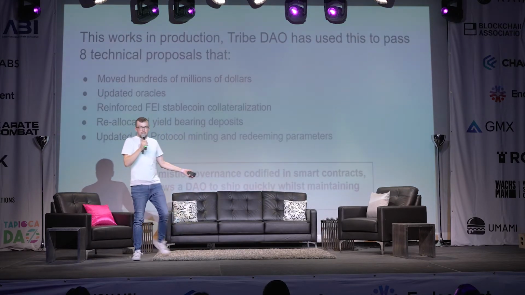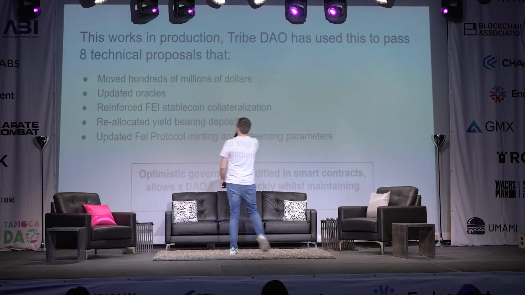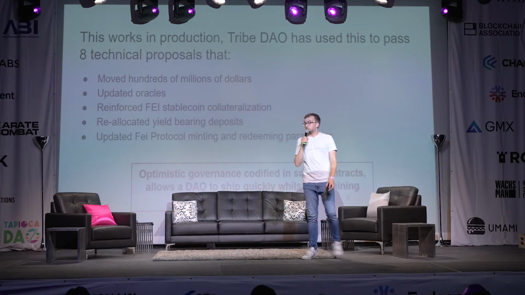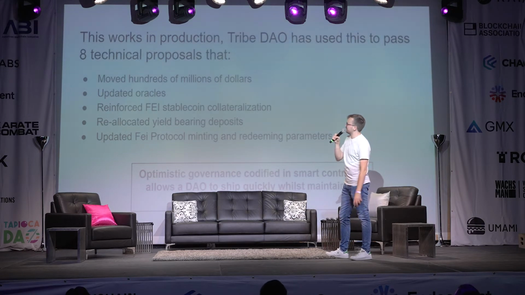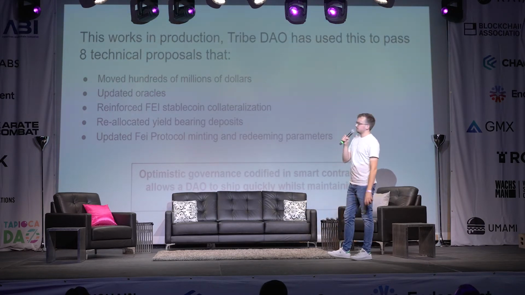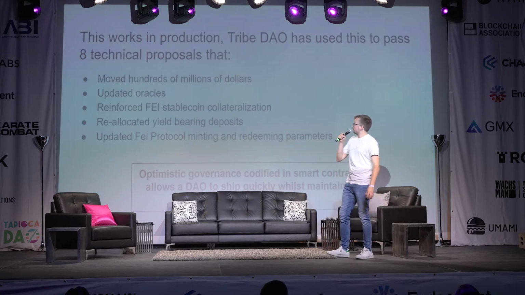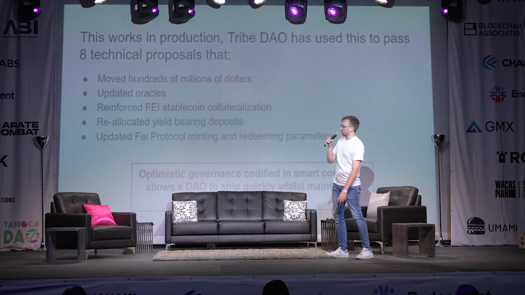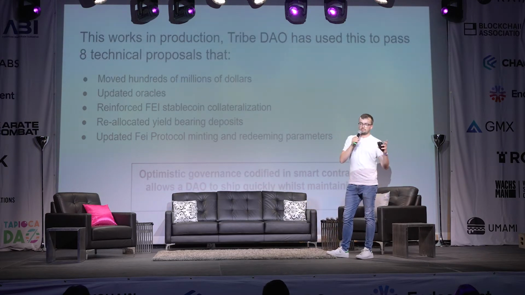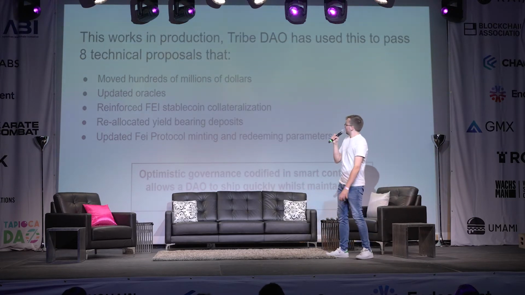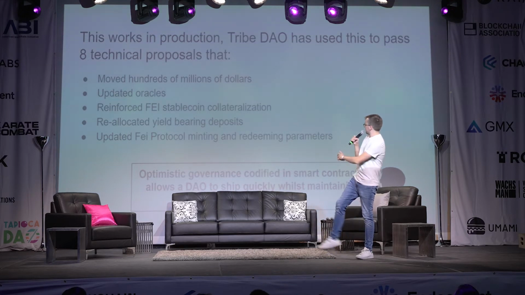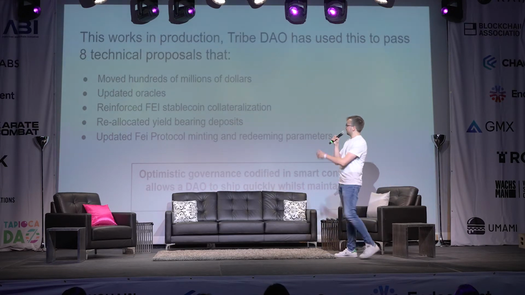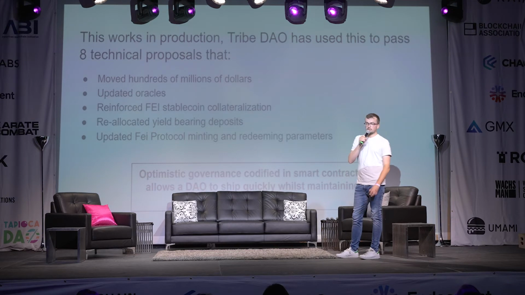So that sounds cool. Does it actually work in practice? So we deployed this, the Tribe DAO deployed this back in May. And since then, there's been 8 technical proposals that have gone through. They've done all sorts. They've done everything from update oracles, reinforce collateralization ratios. So FEI, the stablecoin, is backed by collateral. It's over-collateralized. This collateral gets placed in different venues. It's updated minting and redeeming parameters, moved a fair amount of money. So it does work in practice.